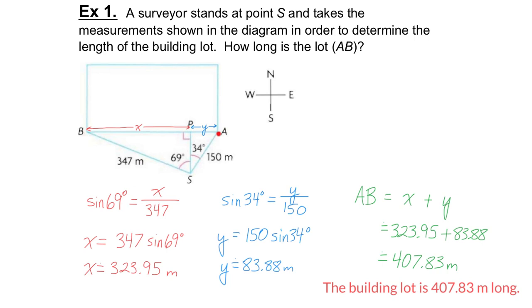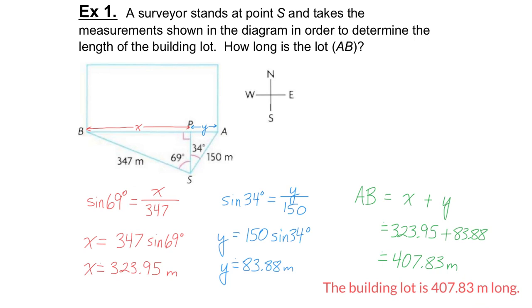The total distance from A to B is just x plus y. So I add those numbers together and I get 407.83 meters long. Now you might have done the same method and got a slightly different final answer.